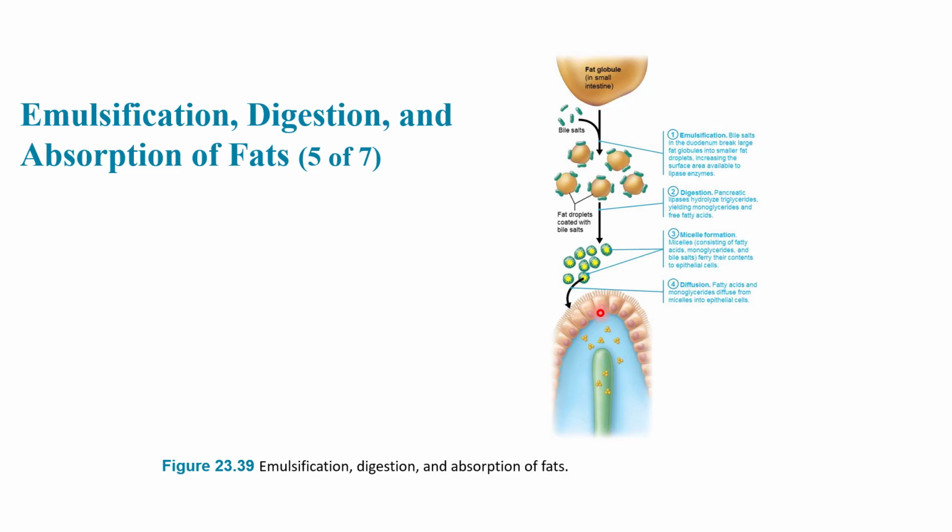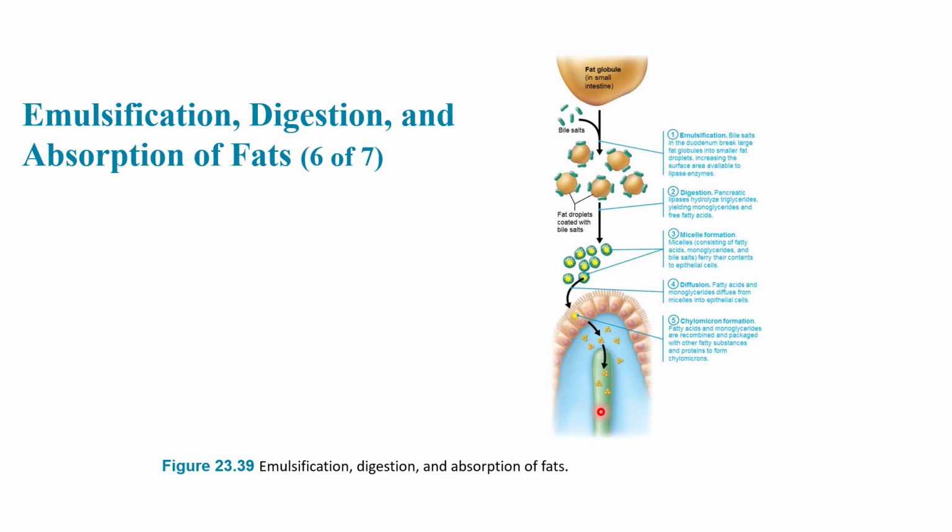Then this is already your villi, and you have your epithelial cells right there. The micelles now will be diffusing. Fatty acids and monoglycerides diffuse from the micelles into the epithelial cells, and you could see them right here. Those are already the fatty acids and monoglycerides. These fatty acids and monoglycerides now will be recombined again and packaged with other fatty substances and proteins to form what you call chylomicrons.